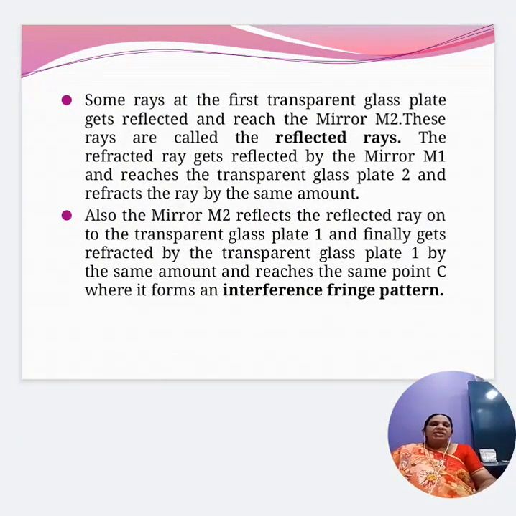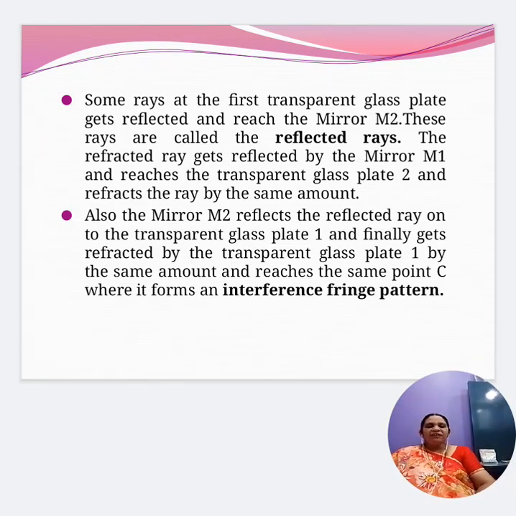Some rays at the transparent glass plate get reflected and reach the mirror M2. These rays are called reflected rays. Remember, not all the rays pass through the first transparent glass plate and then go to the second. Some rays do not go to the second transparent glass plate, but are reflected back and reach the mirror M2. These rays are called reflected rays.